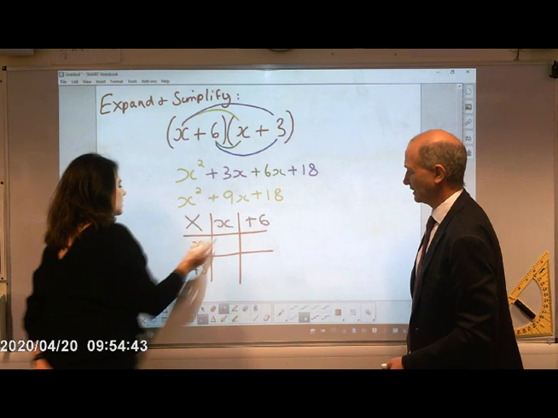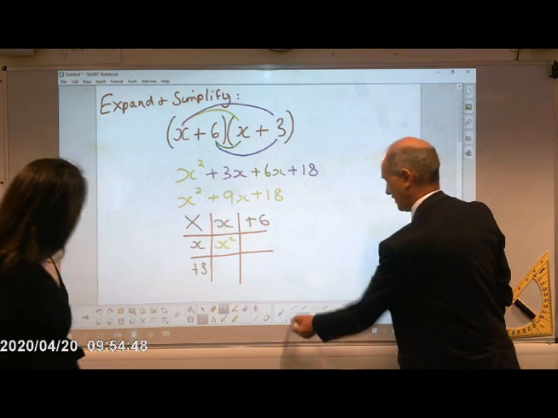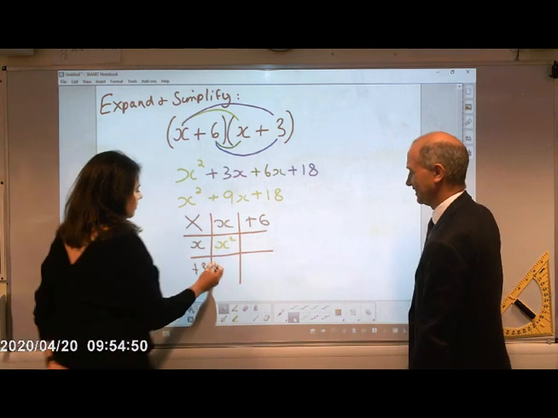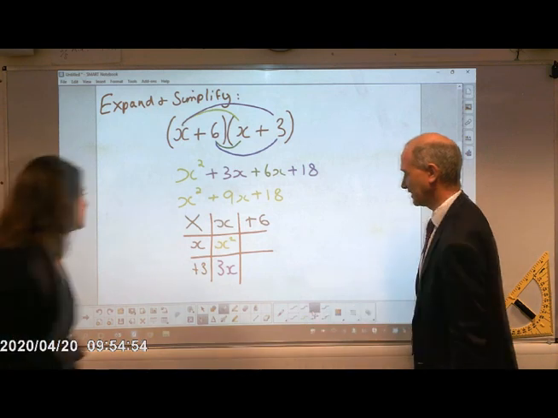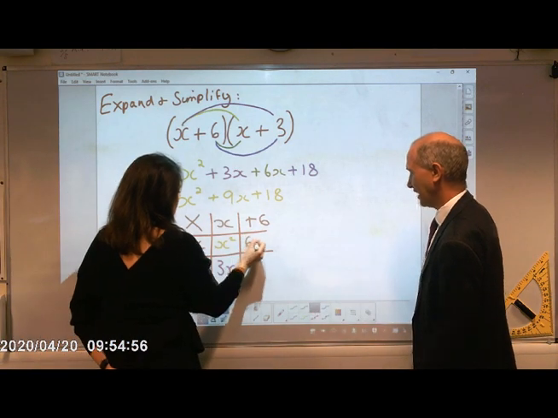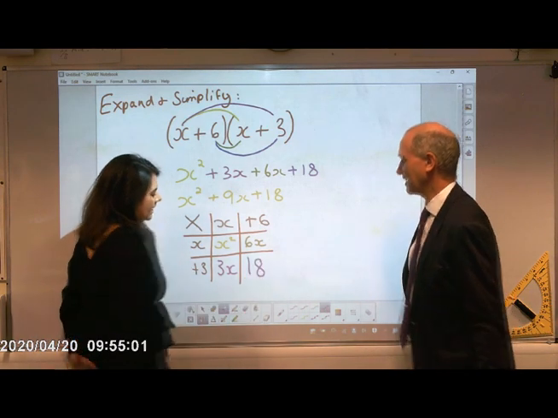So, x times x is just x squared. And 3 times x is 3x. X times 6 is 6x. And 6 times 3 is 18. Lovely. And now I'm going to simplify.